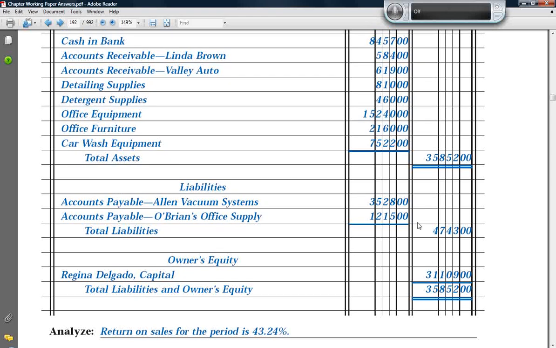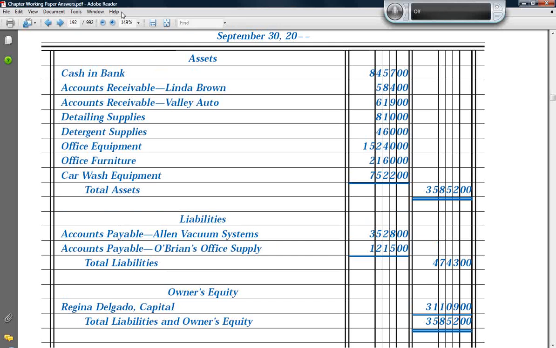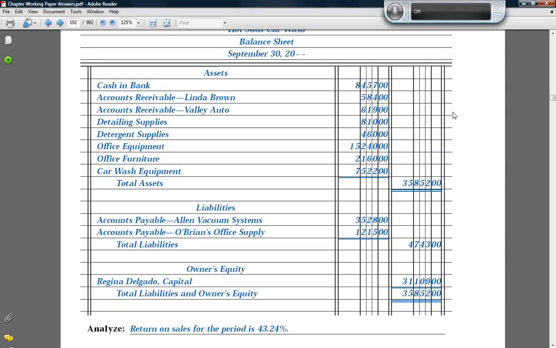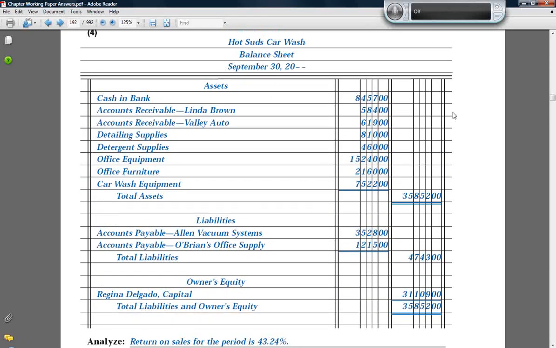Okay, but we want to make sure in our balance sheet that our assets equal our liabilities plus owner's equity. The new owner's capital should make that happen.